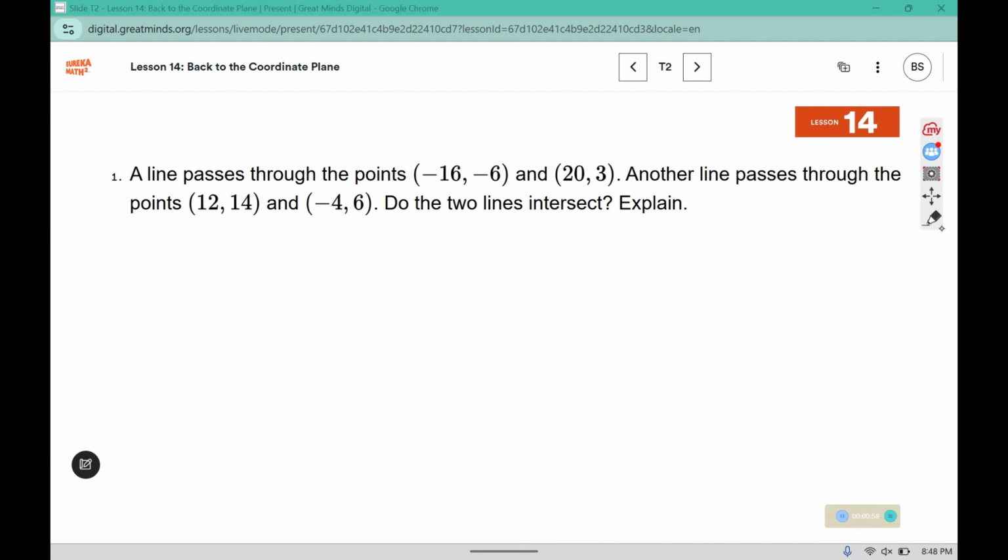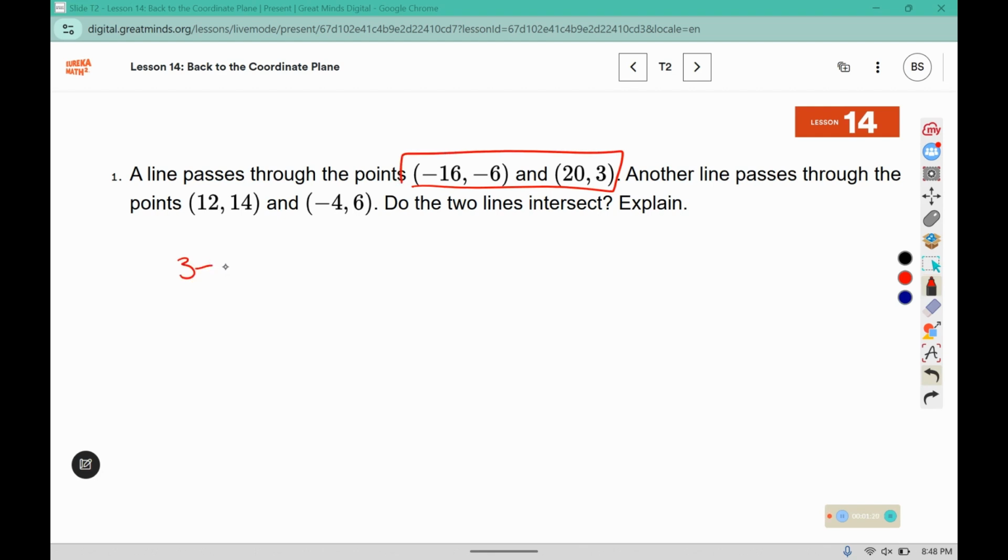A line passes through the points negative 16, negative 6, and 2, 3. Another line passes through the points 12, 14, and negative 4, 6. Do the two lines intersect? Explain. For them to intersect, they have to have different slopes. Let's do the first one in red.